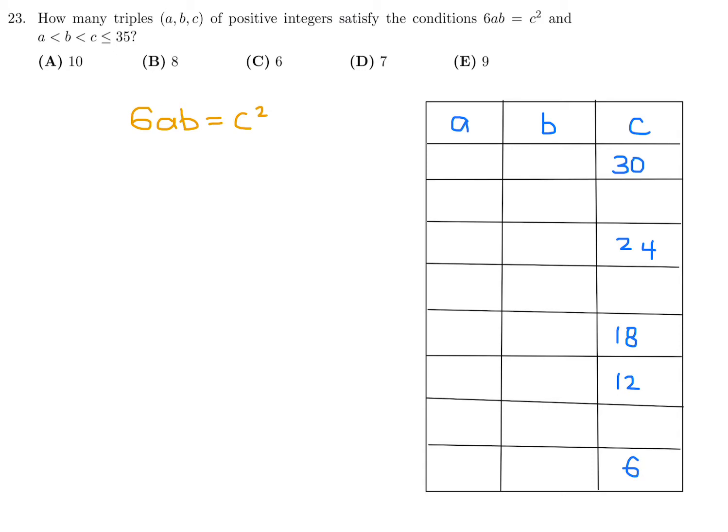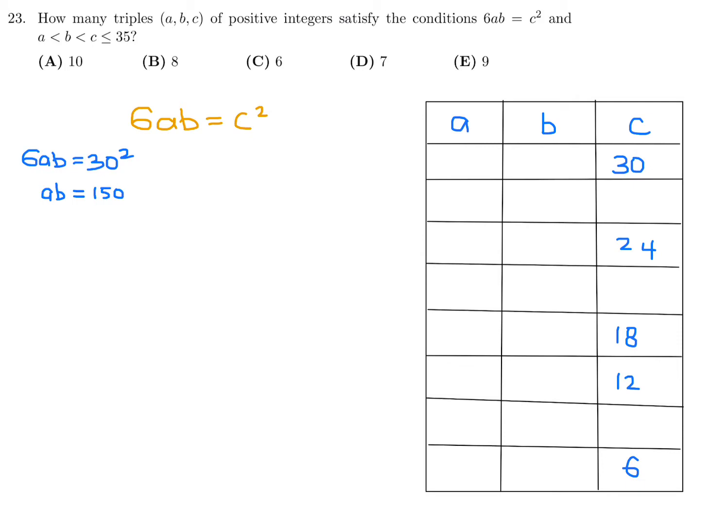All right, so let's work with this here. Now, for each of these, I've got to figure out what is A and B. So let's take it one step at a time. Let's start with 30. When C is 30, I've got 6AB is equal to 30 squared. Solving for AB here, we get AB is equal to 150.